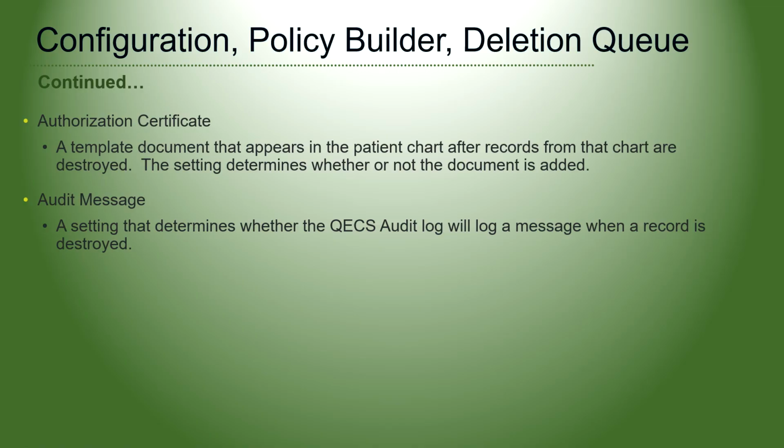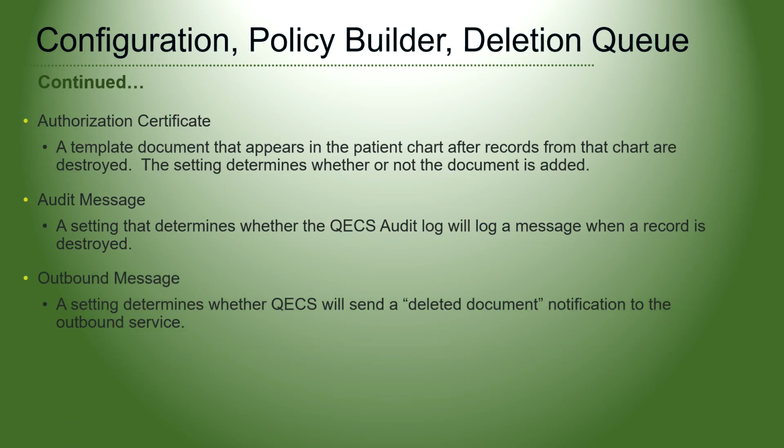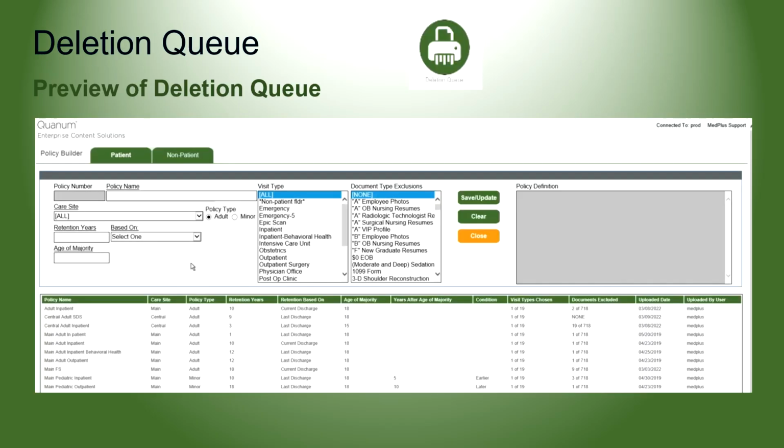An audit message can be configured to generate when the act of deletion or destruction of a document occurs, and can become a reportable field and appear in the audit log report. An outbound message can be configured, whereas if set to yes, the system will send a message to the sending system that a document was deleted for Quantum Enterprise Content Solutions.